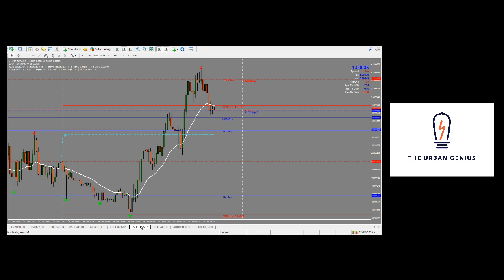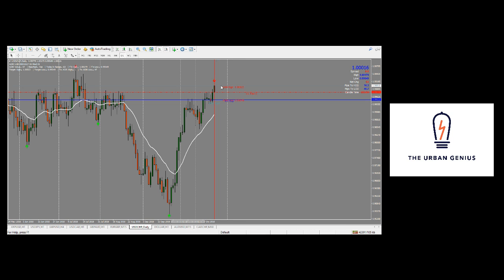Take a look at the USD CHF. Here we can see 3 intraday levels. One, two, three intraday levels. So with that being said, tomorrow we can definitely expect a retest to this high before proceeding in the other direction.